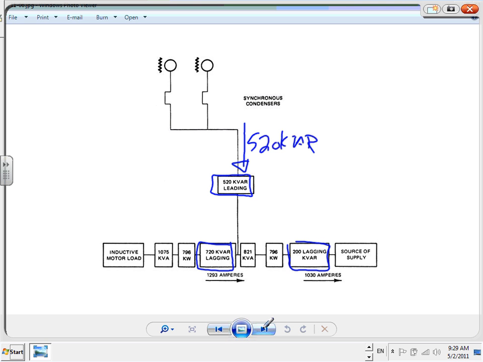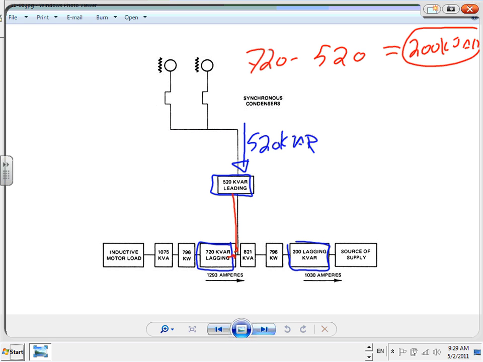These three blocks. So at this point, guys, this power is coming in here. And also these two blocks are coming in here. So I have 520 and I have 720. 720 minus 520. What do you guys get? We get 200. 200 kVAR. That's it. So my kVAR of the system is 720 kVAR at this point.